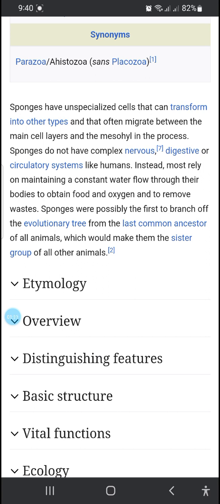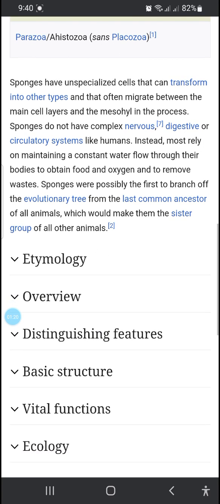Instead, most rely on maintaining a constant water flow through their bodies to obtain food and oxygen and to remove waste. Sponges were possibly the first to branch off the evolutionary tree from the last common ancestor of all animals, which would make them the sister group of all other animals.